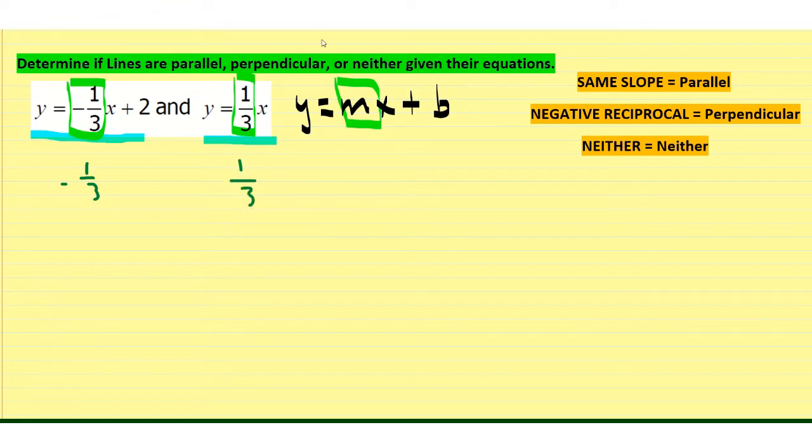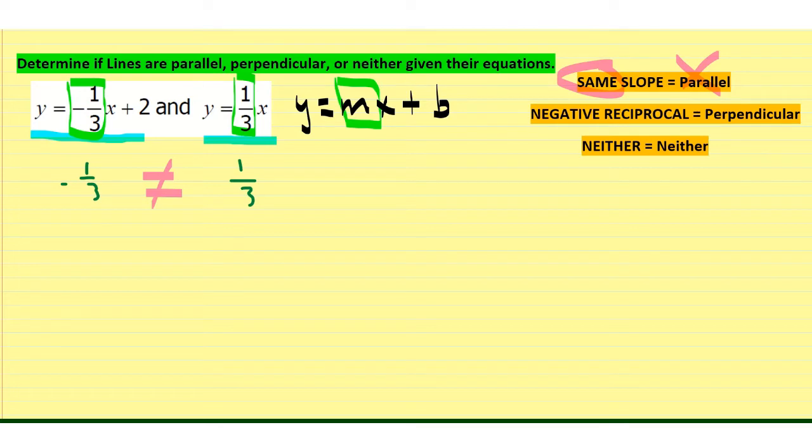So now we're going to ask ourselves, are these slopes the same? Well, negative 1/3 is not equal to 1/3. Those are two different numbers. One is negative, one is positive. They do not represent the same number. So therefore, this is not the same slope. So therefore, these two lines are not parallel.